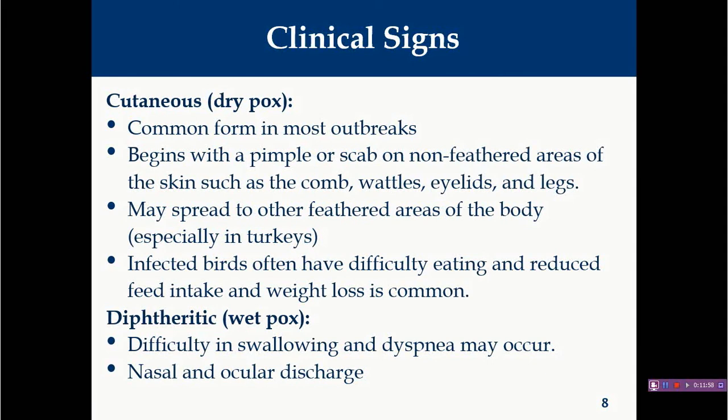In the cutaneous form, when the skin is involved, this is the most common form whenever you find outbreaks. Generally the lesions begin as pimples or papule-like lesions or scab-like lesions on non-feathered areas of the body, particularly the skin of the comb, wattle, eyelids and legs. And particularly in turkeys, such papule to scab-like lesions also extend into the feathered areas.